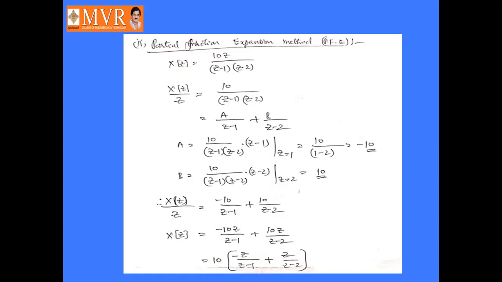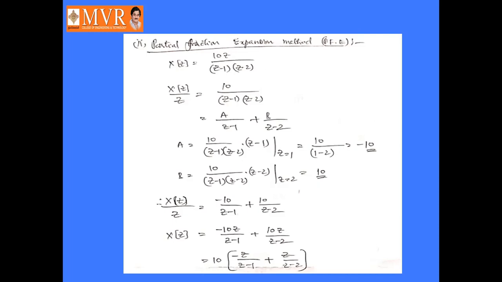z minus 2. So we can write this as x of z by z is equal to 10 by z minus 1 into z minus 2. Using the partial fractions method, we can write this as a by z minus 1 plus b by z minus 2. A and b can be calculated as a equal to z minus 1 into 10 by z minus 1 into z minus 2, by keeping z equal to 1. So z minus 1 gets cancelled, and substituting z equal to 1 in this expression, we will get the value of a as 10 by 1 minus 2, that is minus 10, right?